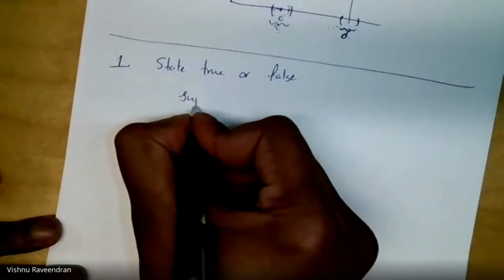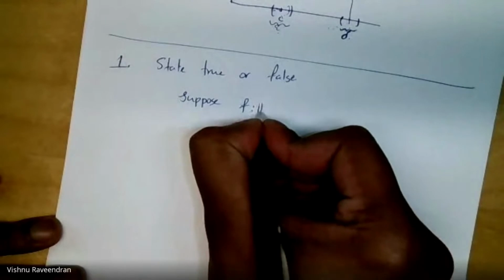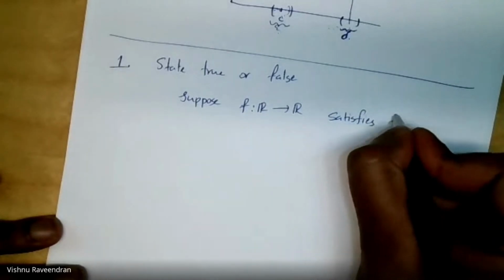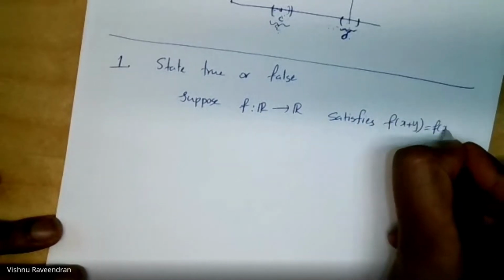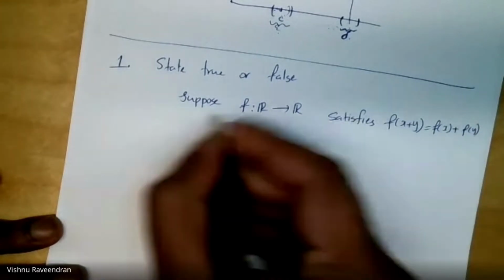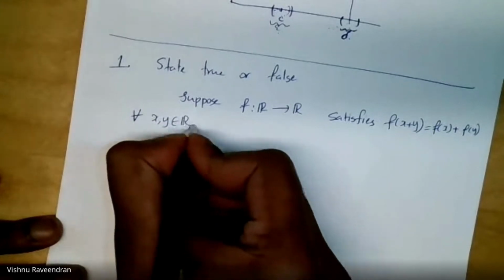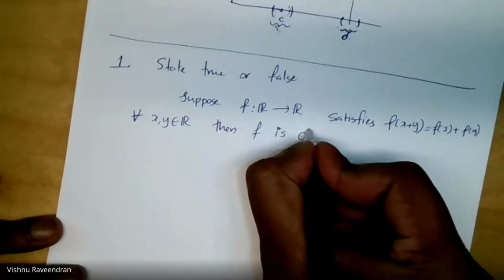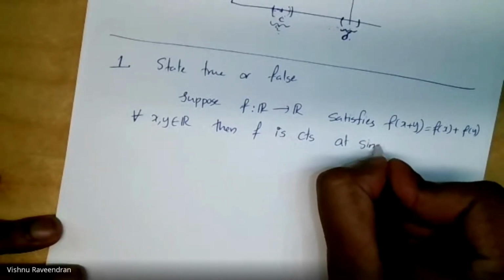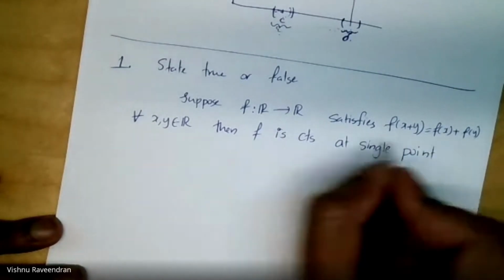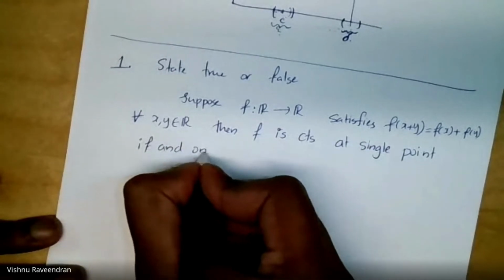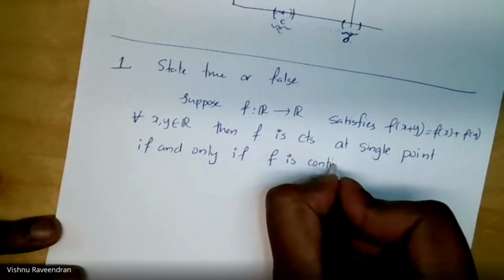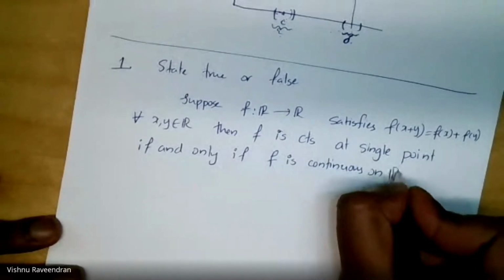So the question is that suppose f defined on R to R satisfies f of x plus y is equal to f of x plus f of y for every x, y element of R. Then f is continuous at a single point if and only if f is continuous on R.